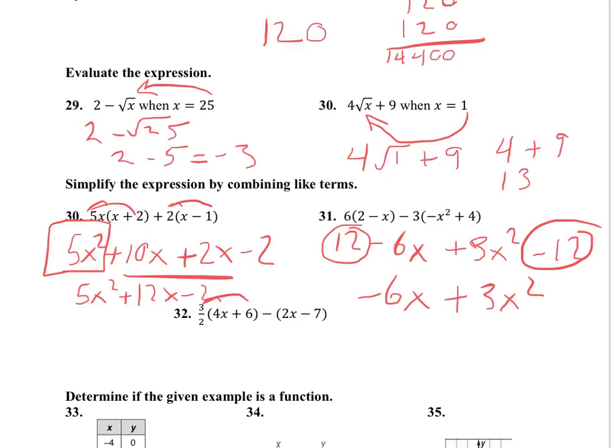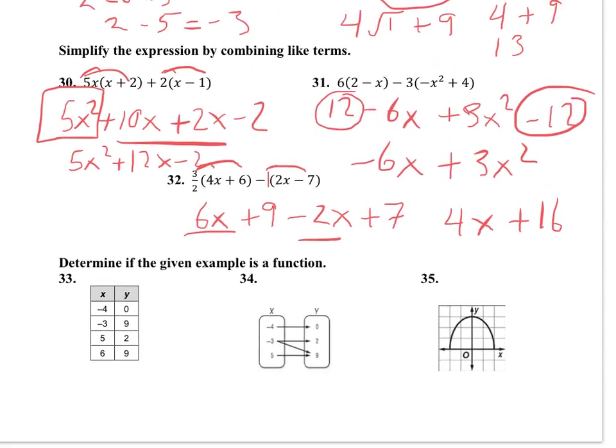Oh no, 3 halves times 4. Well, 3 times 4 is 12, divided by 2 is 6x. 3 times 6 is 18, divided by 2 is 9. Minus, oh, let's think that there's a 1 there and distribute that negative 1, so it's negative 2x plus 7, changes the signs. I have a 6x and minus 2x, so that is 4x plus 16.